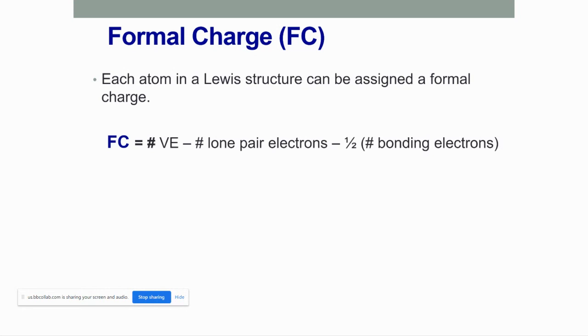Formal charge equals the number of valence electrons, V stands for valence electrons, minus the number of lone pair electrons. And again, whenever I say minus number of lone pair electrons, you are counting all the electrons, not the number of pairs of lone pair. So be careful whenever I say number of lone pairs versus number of lone pair electrons.